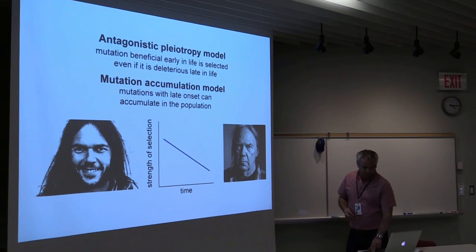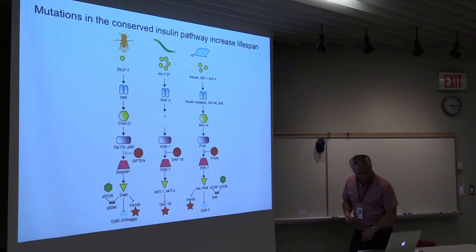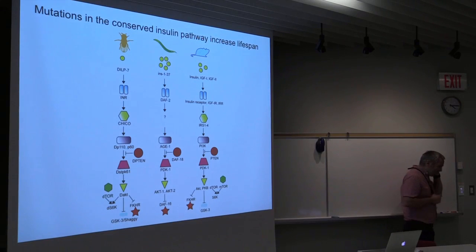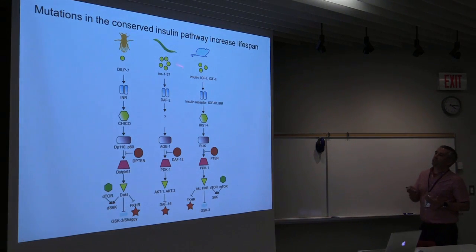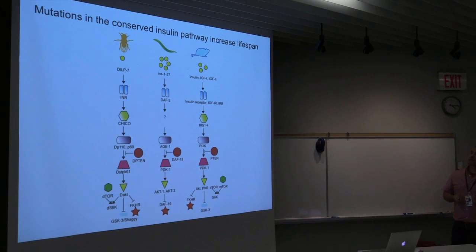So, I'm trying to give you the information. So why do we care? And what was the relationship with the worms? Well, it turns out that a lot of mutations that increase the lifespan are in this insulin pathway that is conserved among worms and even mammals and flies.